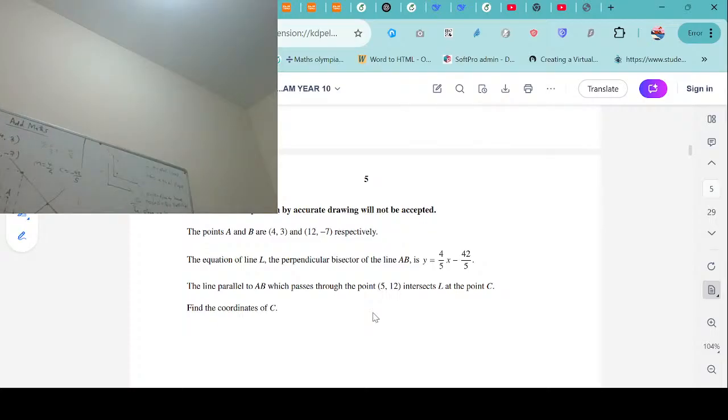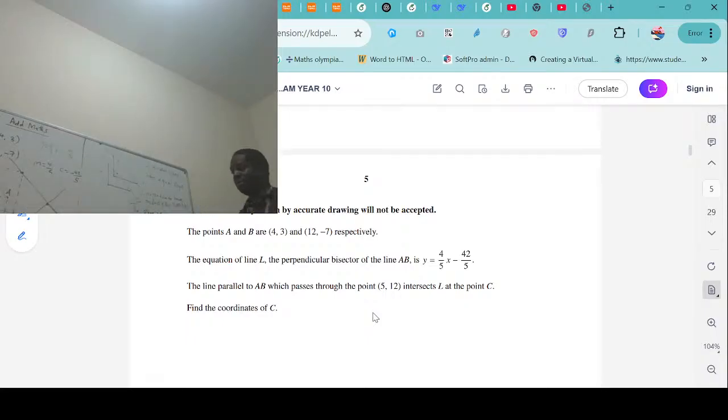Plus c. So which now becomes 12 equals -5 times 5, that will be -25/4, plus c. Since we are looking for c, we make c the subject of the formula. Taking this to the other side, that becomes 12 plus 25/4 equals c. So you can find the LCM. LCM is 4. 4 times 12, 48, plus 25, that's 73, isn't it? So c is going to be 73/4. Any question? Is it clear to you?